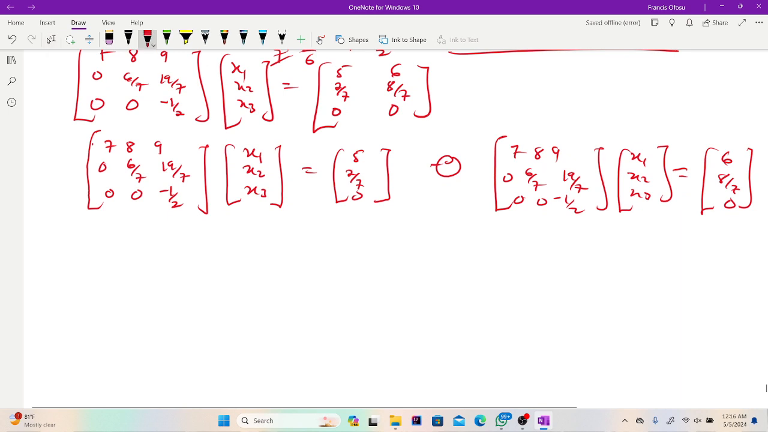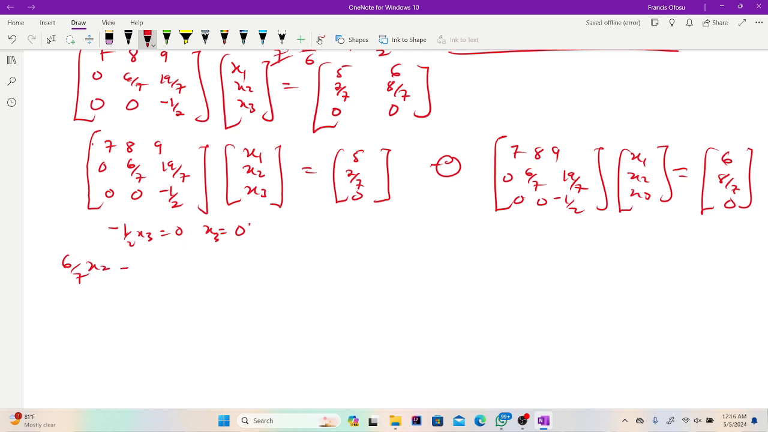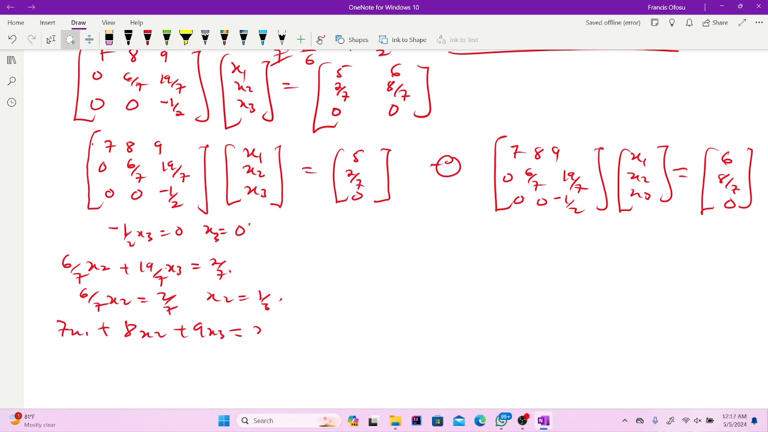So for this side, I'll have negative 1 out of 2 x3 is equal to 0, so x3 is equal to 0. So I'll have 6 on 7 x2 plus 19 on 7 x3 is equal to 2 on 7. x3 is 0, so this will go. So 6 on 7 x2 is equal to 2 on 7. When I multiply, I'm getting x2 equal to 1 on 3. Then finally, I'll have 7x1 plus 8x2 plus 9x3 equals 5.